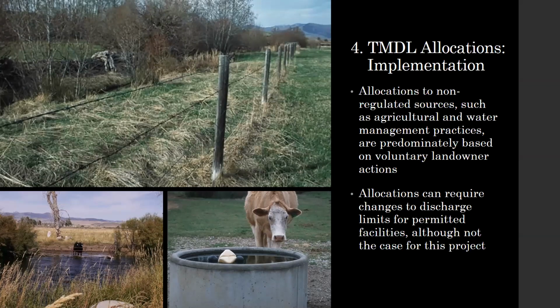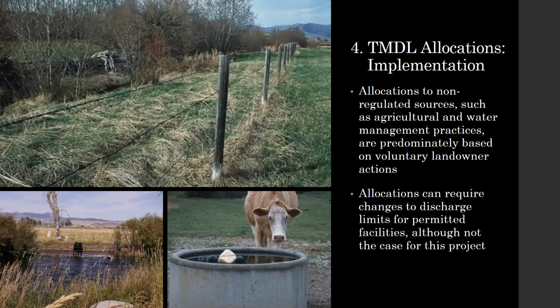I put 3 examples on this slide to show what some of the voluntary actions could be. The top is of a fencing project, and it's demonstrating that on the left side of the fence, within the stream corridor, we have a little bit healthier vegetation. This is probably a relatively new fence, and over time, this vegetation is going to become healthier, and it's going to provide additional shade to the stream and also additional filtering capacity to filter out pollutants from the upland.